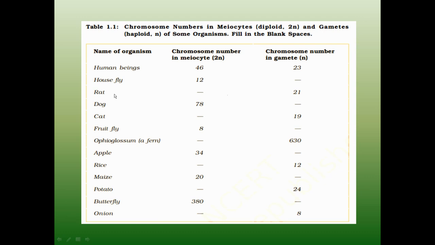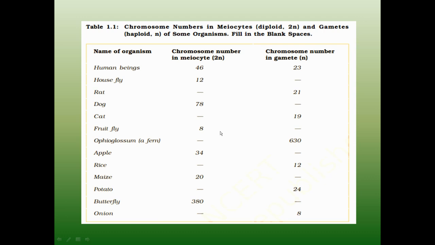Now let's move to the next example, that is rat. Here the chromosome number in the gamete is given, that is 21, and we have to calculate the chromosome number in the meiocyte of rat. So how can we calculate? Simply by multiplying 21 by 2. That will be 42. Now you can calculate the chromosome number in gamete of dog from the chromosome number given in meiocyte, that is 78, and you can divide 78 by 2. You will have 39 chromosomes in gametes of dogs.